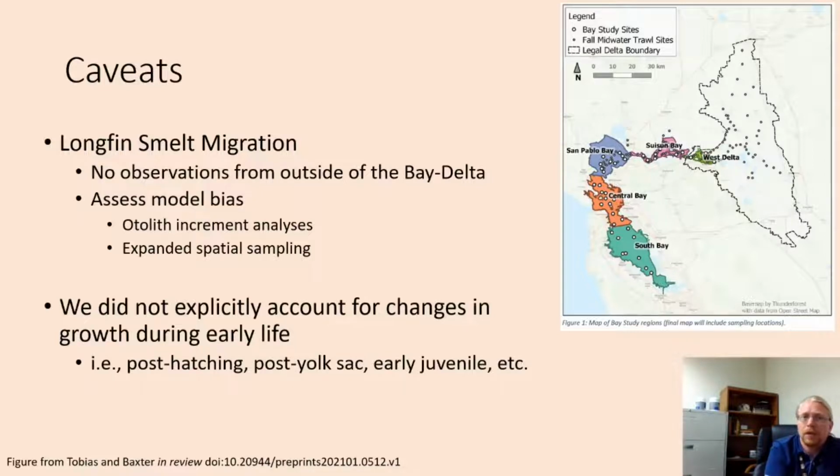And the second one is that we did not explicitly account for changes in growth during early life. So we didn't account for transitions between the post-hatched, post-yolk sac to early juvenile transition. This model might do a decent job representing those transitions, but we need to do some more work to actually look to see if those are.